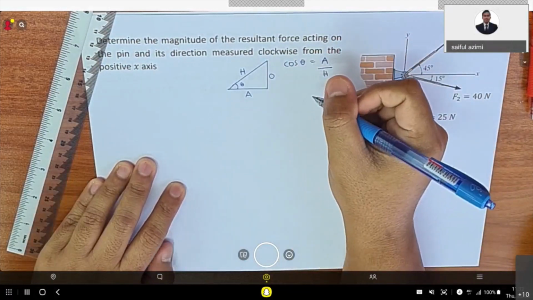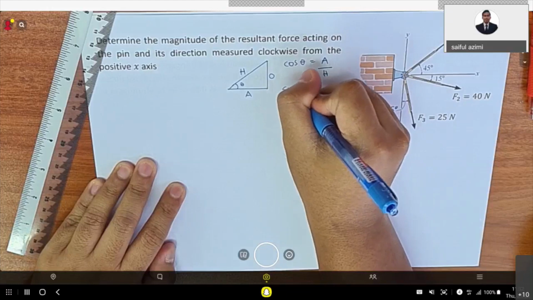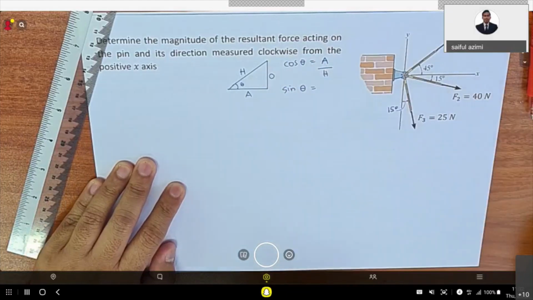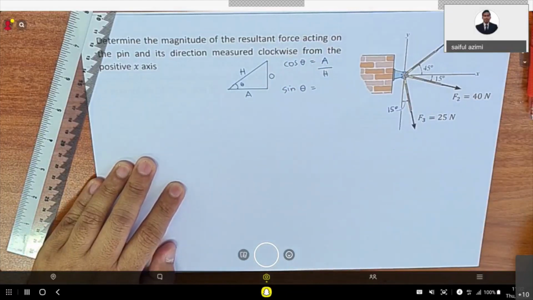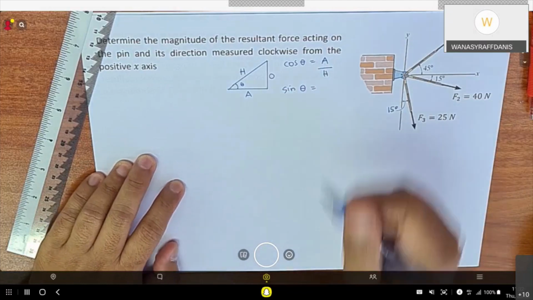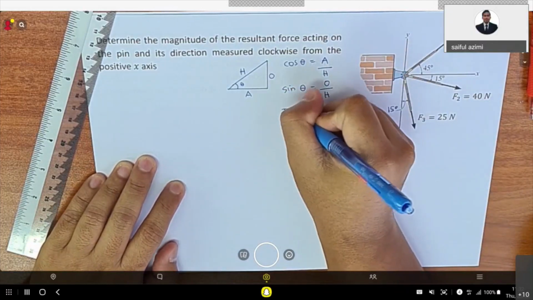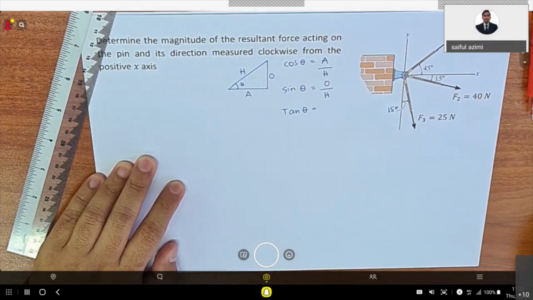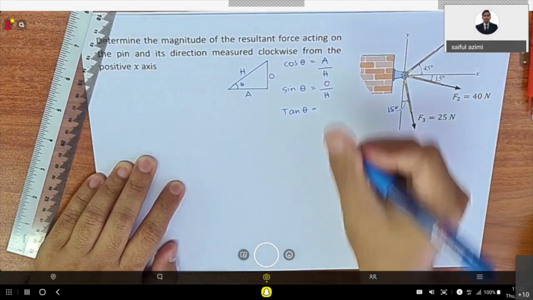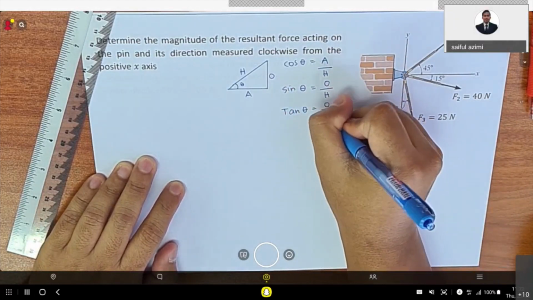Okay, and then you have sine theta equals to? Opposite over hypotenuse, O over H. And tan theta? Opposite over adjacent, O over A. Okay, right.